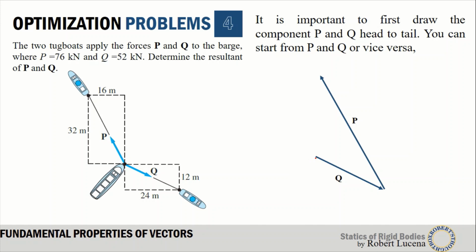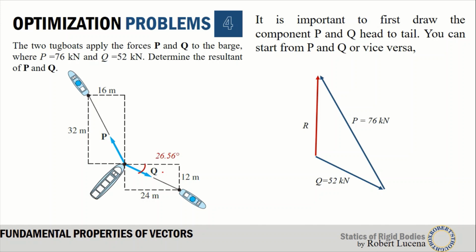So that is from tail to tip, no? From the tail to the tip of Q, then P is connected to the tip of Q. The resultant force of the two tugboats, represented by R, is drawn from the tail of Q to the tip of P. Now, our next problem is the geometry of this diagram. To get that, let's first have the magnitudes. The value of Q is 52 and the value of P is 76. Let's try to have the angle.